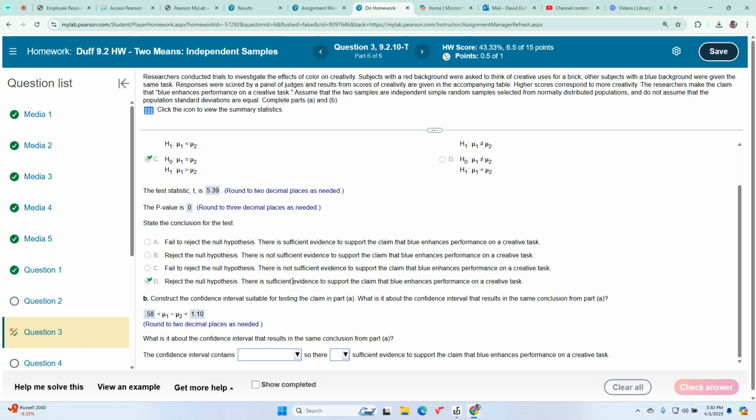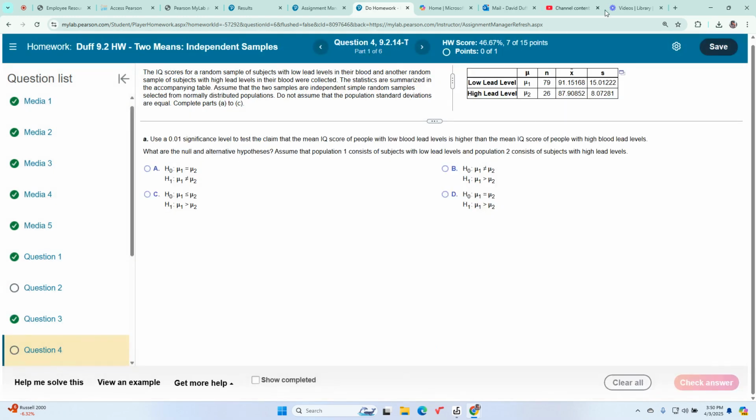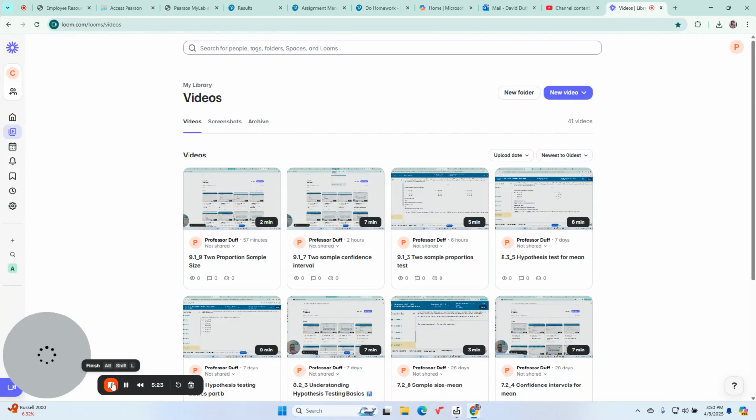And what is it about the confidence interval that results in the same conclusion? Well, the confidence interval does not contain 0. It contains only positive values. So there is sufficient evidence to support the claim that the mean of the blue scores is greater than the mean of the red scores. And that concludes this lesson.